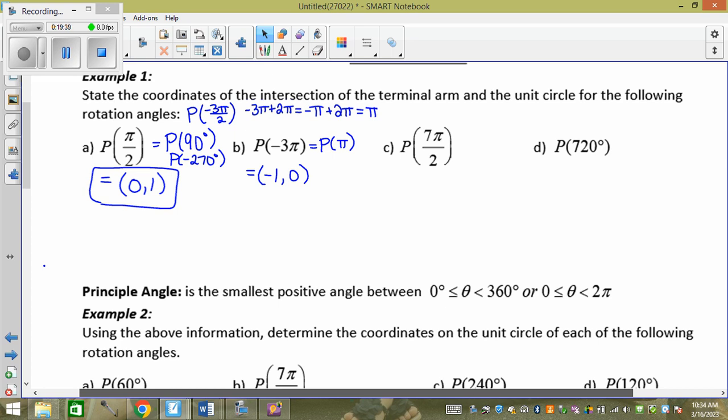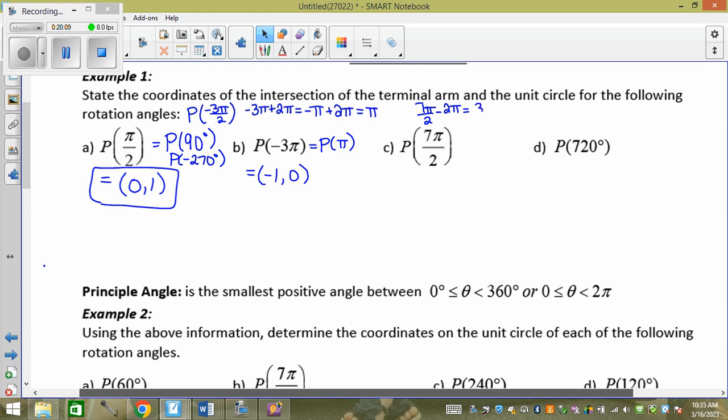Next one is 7 pi over 2. That is not on my unit circle, but I could find its coterminal that would land on it. Is it too big or too small? If it was too small, it'd be negative. So it's too big. So I can go 7 pi over 2 minus 2 pi. What does that get me? 3 pi over 2.